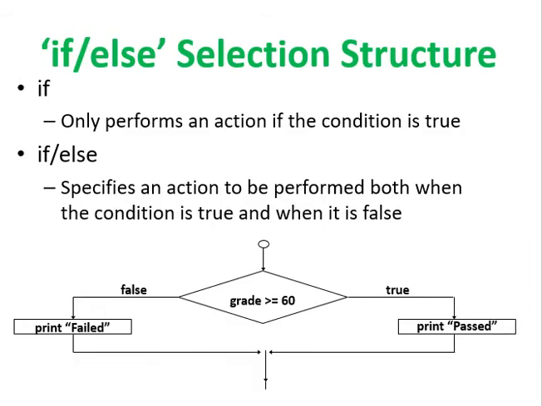Next is the if-else selection structure. In the case of if, we only perform an action if the condition is true. But the other selection structure, if-else, specifies an action to be performed both when the condition is true and when it is false. So if the condition is true, then it prints pass. If the condition is false, then it prints fail. Whichever statement is satisfied, the output will be produced.